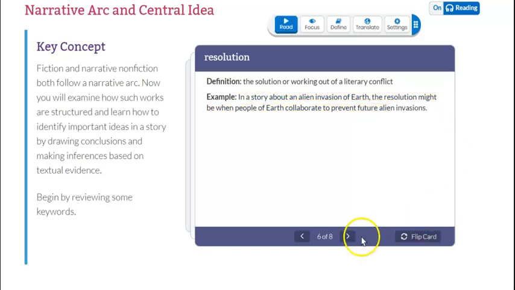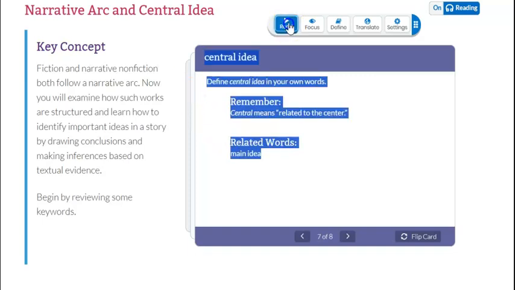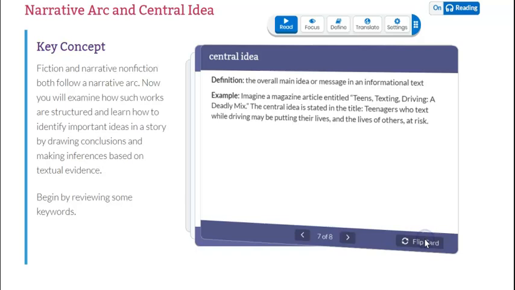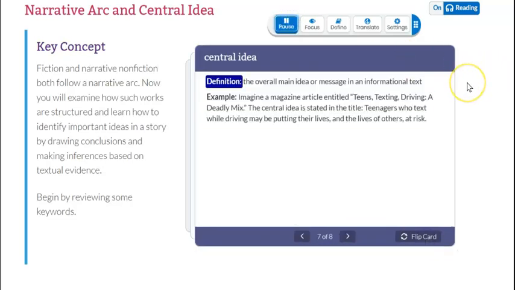Central idea. Define central idea in your own words. Remember, central means related to the center. Related words: main idea. Definition: the overall main idea or message in an informational text.